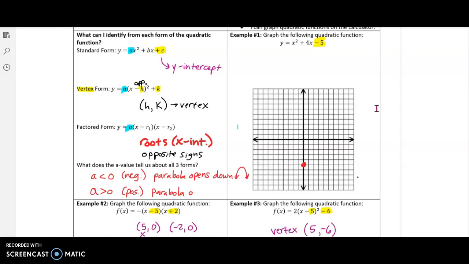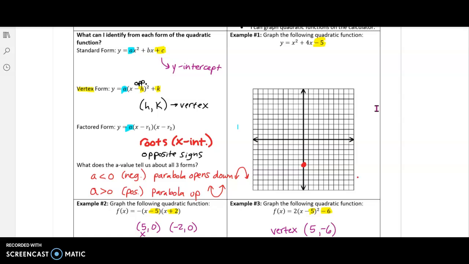Parabola opens up if the a value is positive. And that would look something like this. Sorry for the mix-up. Make sure this is what you have down. If a is negative, then the parabola opens down. If a is positive, the parabola opens up.